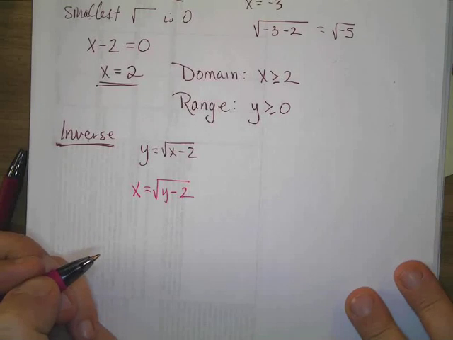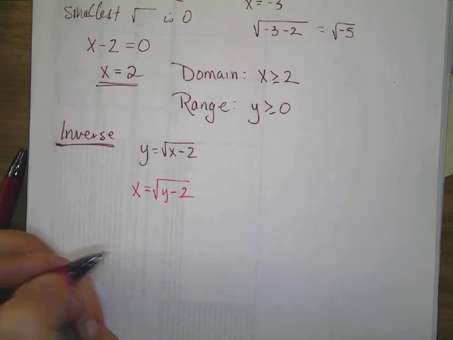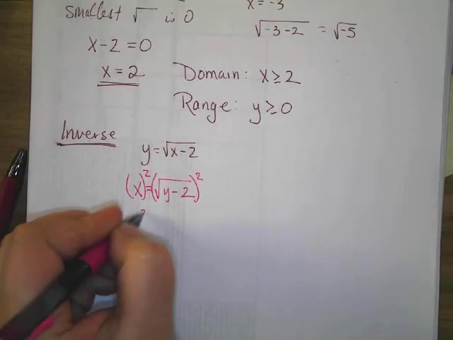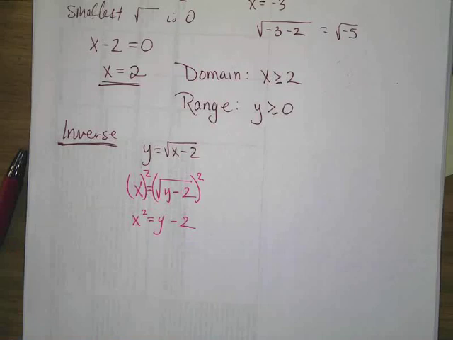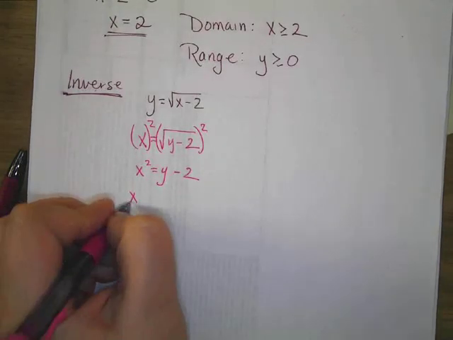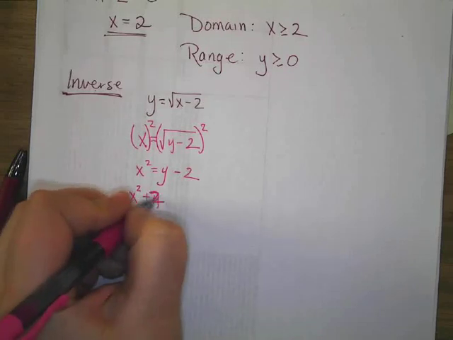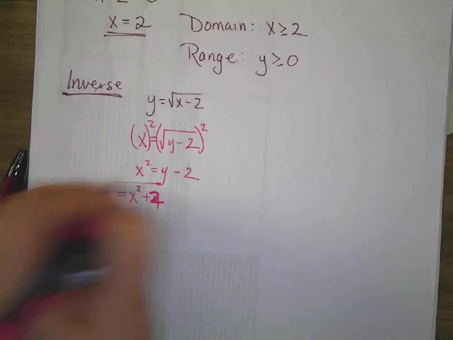Now solve for y. To undo a square root, square both sides. So x squared equals y minus 2. Plus 2. So y equals x squared plus 2. So that's my inverse.